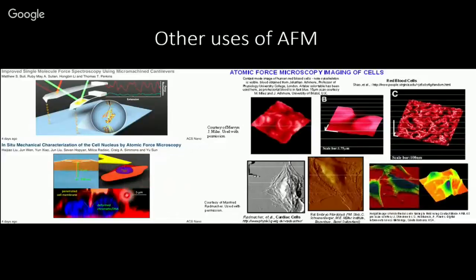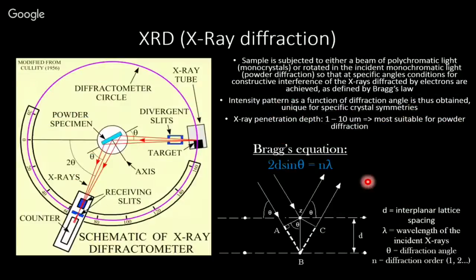You can also characterize the cell nucleus. You can go and do AFM on a cell. Pretty fantastic application. So AFM is not only an imaging tool, but a very powerful manipulation tool, right? You can reorganize the things in your material using AFM, which is really fantastic. Okay, so much for microscopy. Another method we want to cover is X-ray diffraction.